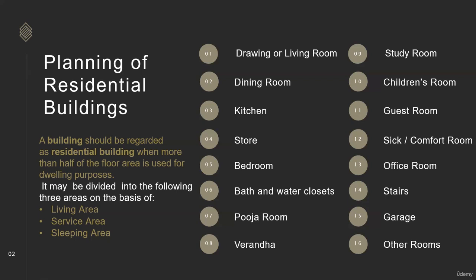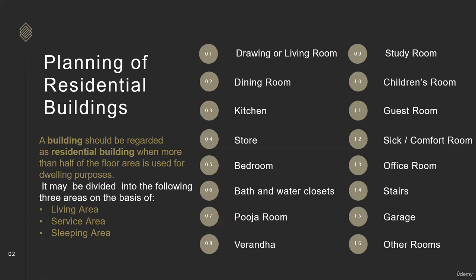Okay, so that is the living area. What are the service areas? Service areas include the kitchen area, the store area, the staircase area, the bathroom area, the water closet area, and the garage area. So those are the service areas. In every residential building we require kitchens, bathrooms and water closets. These things will all be required.